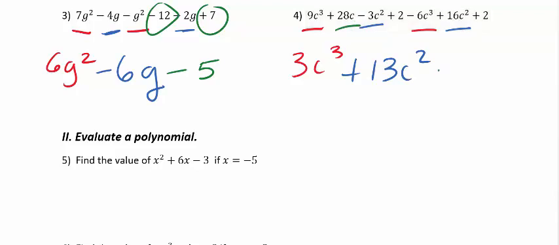28c doesn't have anyone to combine with, so we just bring it down as 28c. And then we can combine plus 2 and get plus 4.